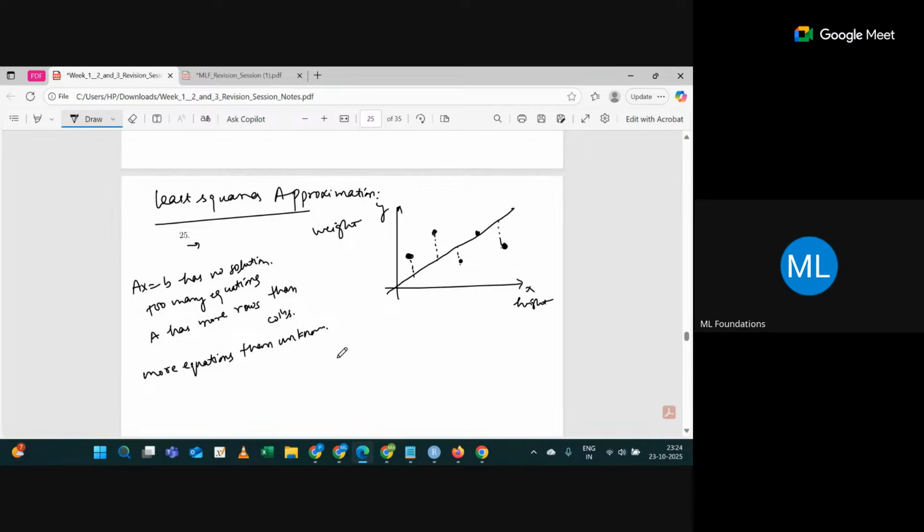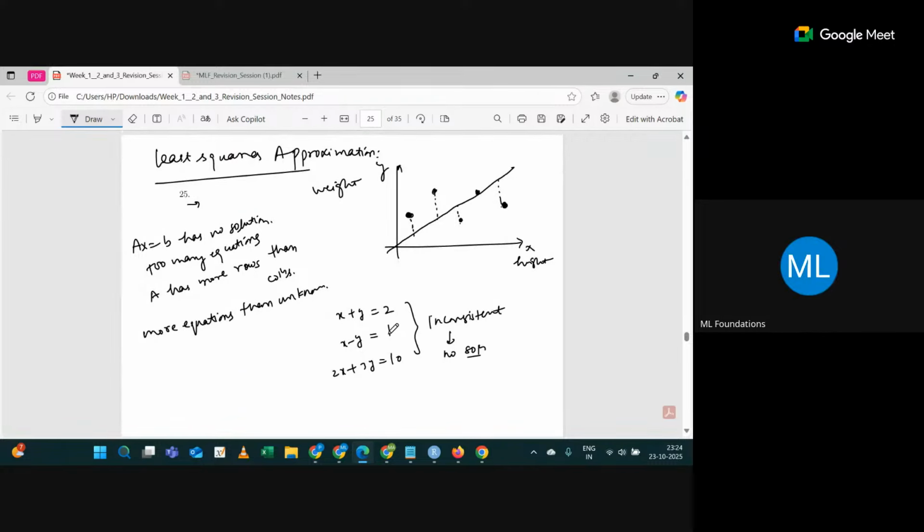Basically, suppose you have something, let's say x plus y equal to 2, x minus y equal to 1, or let's say 2x plus 3y equal to 10. See, I don't think we can solve this, right? It's inconsistent, right? Are you getting my point? Yes, sir. So in that case, it will have no solution. That's what I mean by more equations than unknowns.